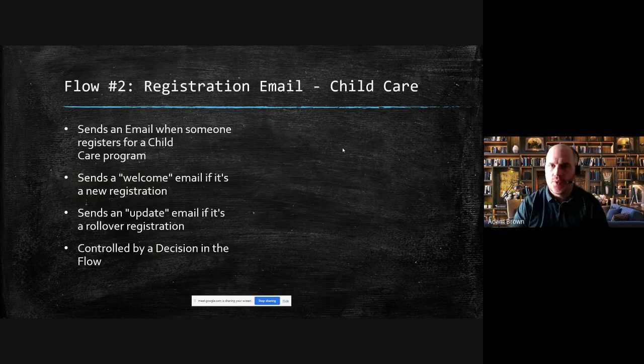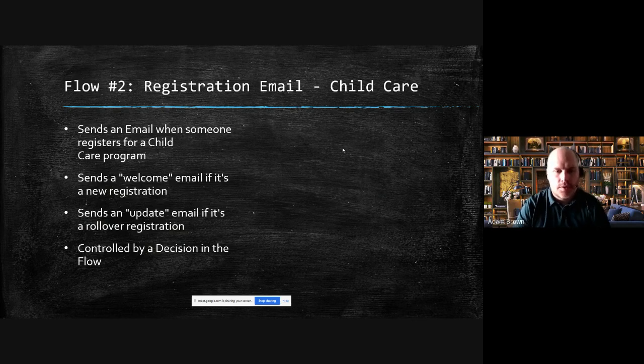Flow number 2 is registration emails in our childcare program. This flow sends an email when someone registers for a childcare program. It sends a welcome email if it's a new registration. But because we work with rollover registrations, if it's just a rollover, we still want to send an email because the rollover has triggered some billing, etc. So we just send an update email if it's a rollover registration.